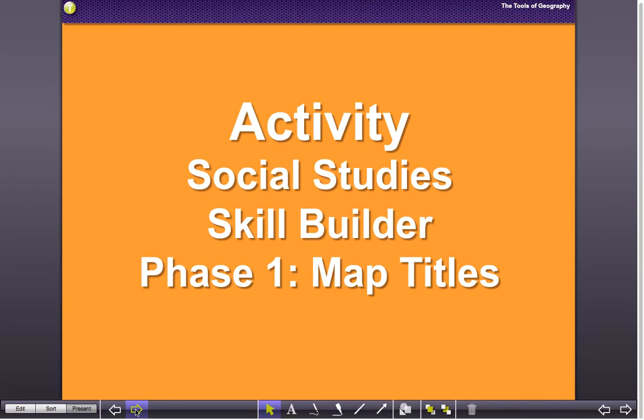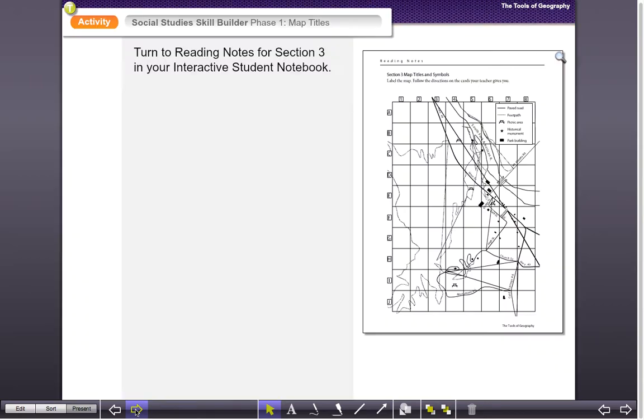Hello and welcome to the Social Studies Skill Builder activity known as Phase 1. We're going to be talking about map titles. This is where we talk about components that you can find on a map to help us understand a map. So let's jump right in and see what we need.